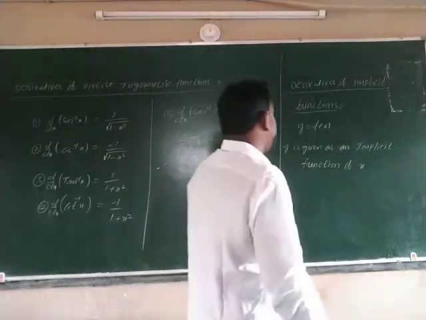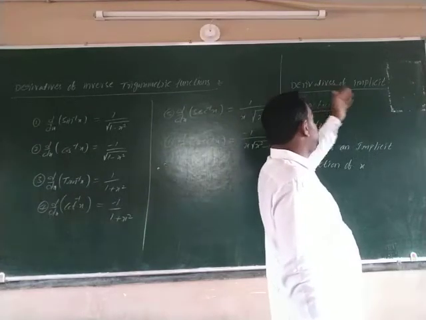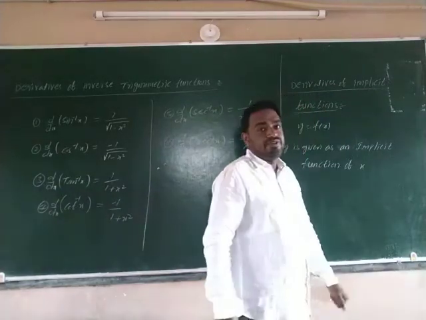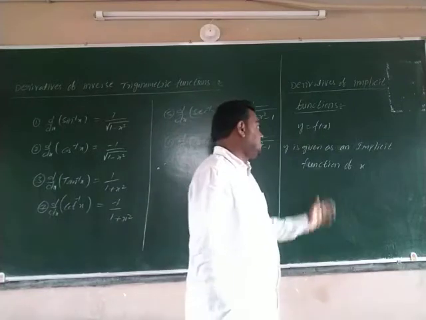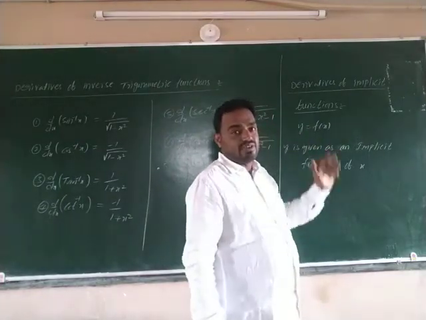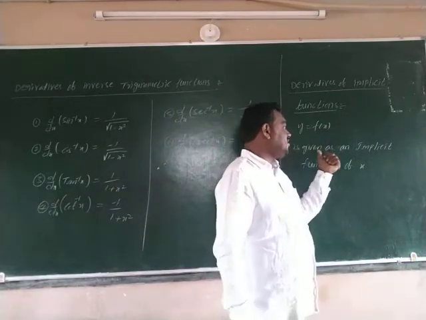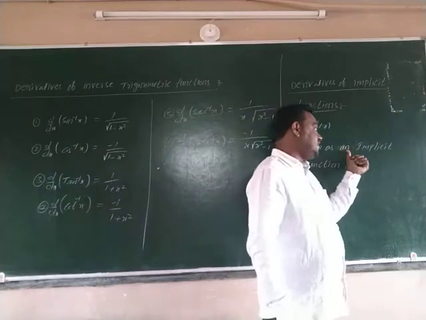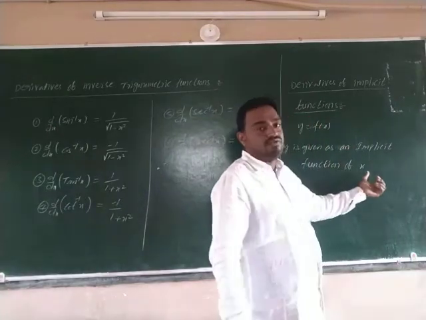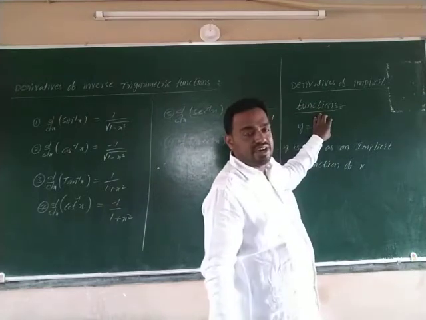Next, derivatives of implicit functions. See, y is equal to f of x is a function. Then, if y is given as an implicit function of x, here this function is called an implicit function.